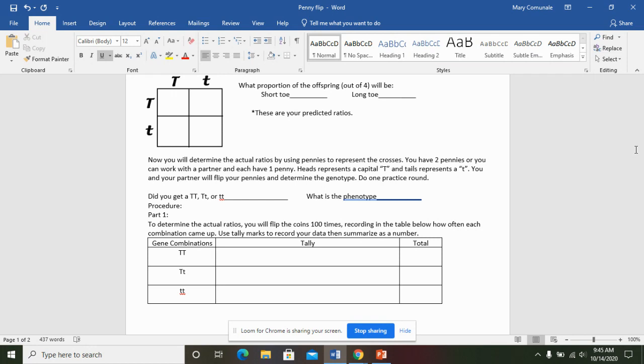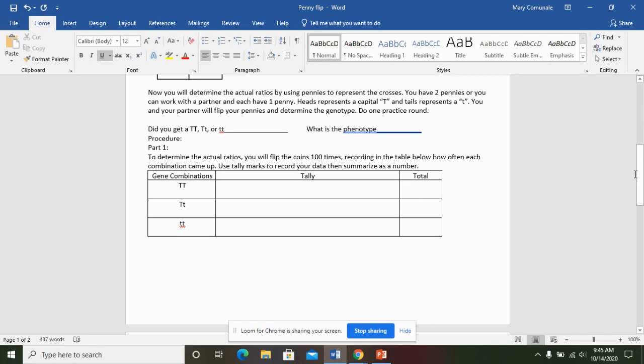You and your partner will flip your pennies and determine the genotype. So you do one practice round. I'm not going to flip this coin because it's going to make a really loud clang, but you would each do one, and you would tell me if you have heads or tails, make it accordingly, and tell me if it's going to be long or short.